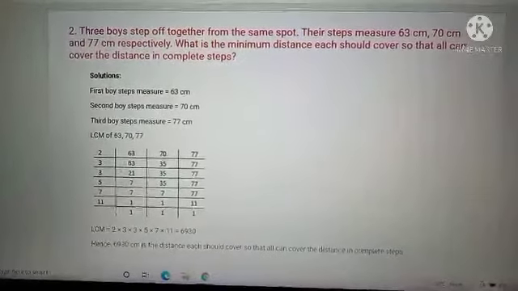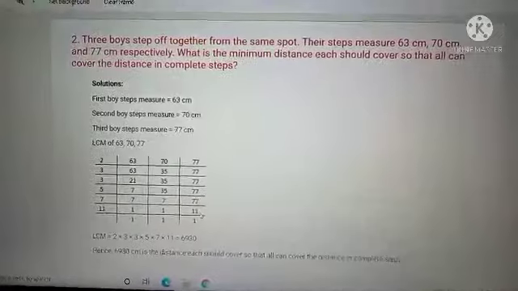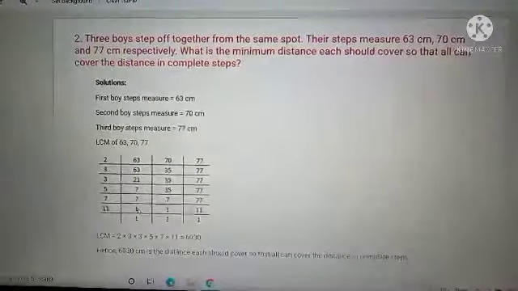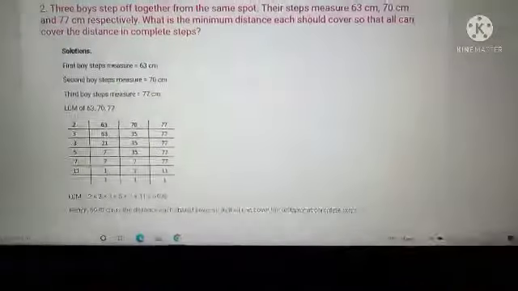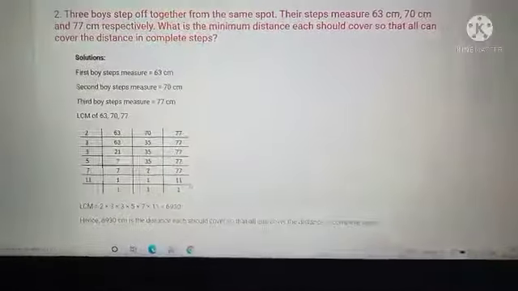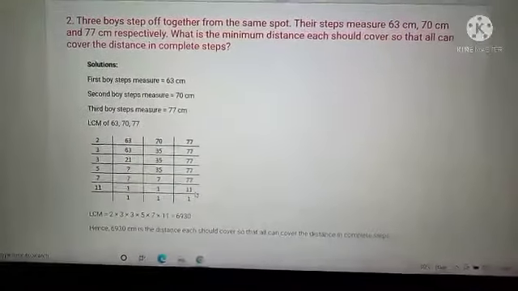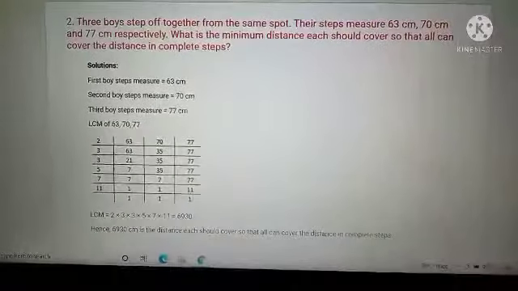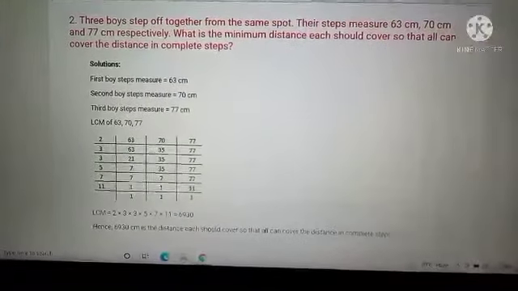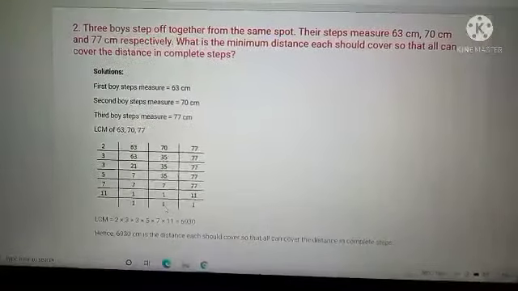Which is possible here? 2? No. 3? No. 5? No. 7? No. What is the next prime number after 7? 11. Is any number possible to divide with 11? Yes. 11 divided by 11 is possible. So 11 divided by 11 is 1. So this one we will write as it is. This one also we will write as it is.